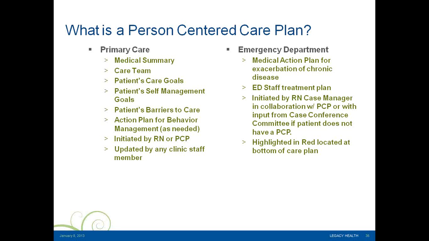At the bottom of our care plan is the ED section that covers the medical action plan for an exacerbation of chronic disease. So, you know, what to do with this diabetic patient who comes in with an A1C of 14, or what to do with our patient who's seeking narcotics at the ED, not to give them narcotics or to refer them back to primary care, and then an ED staff treatment plan. So that section is where we have the reminders for what the ED staff needs to do for this particular patient.